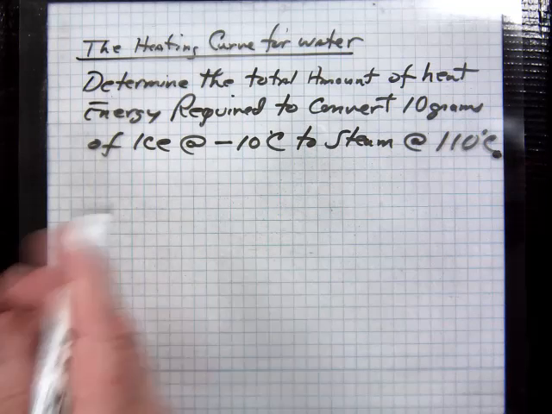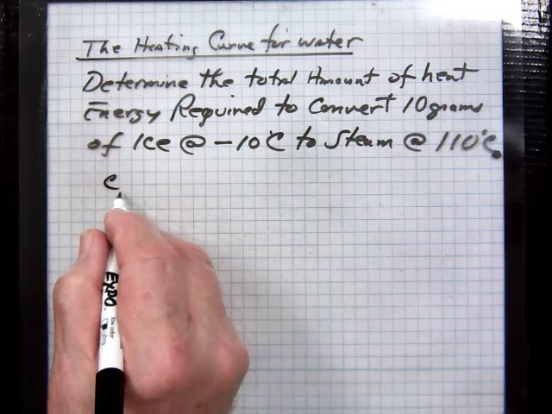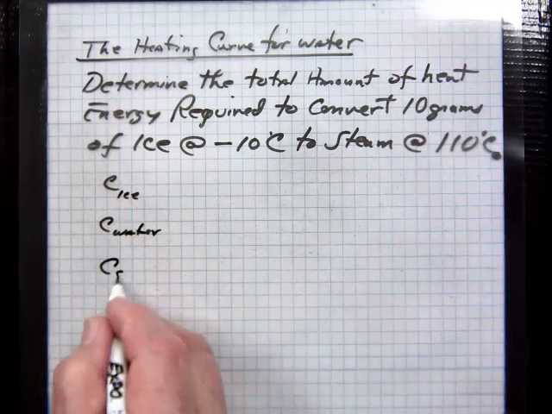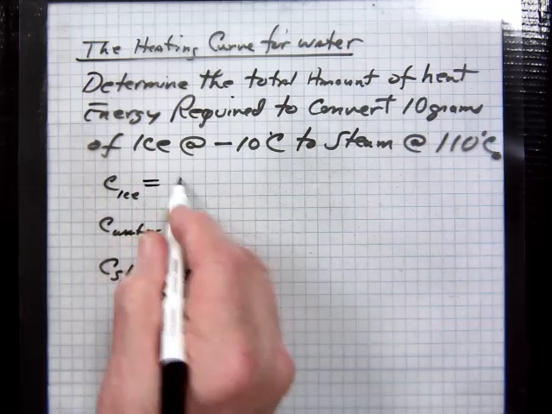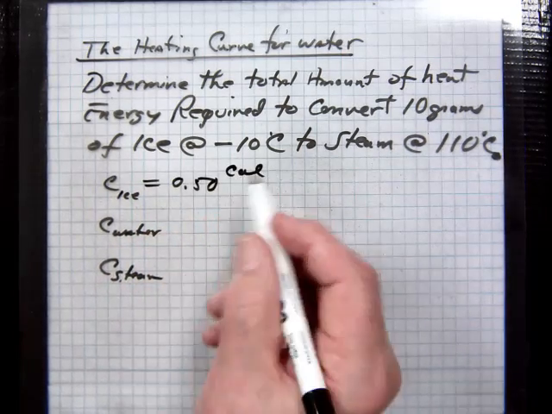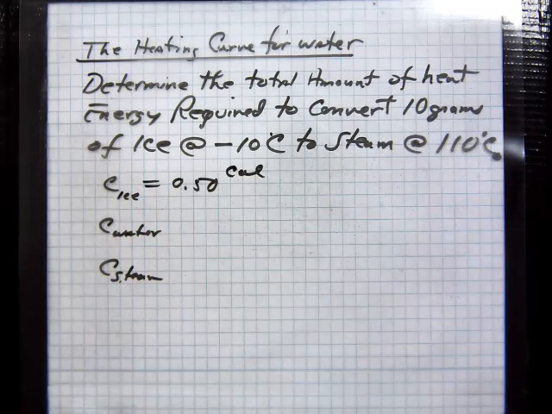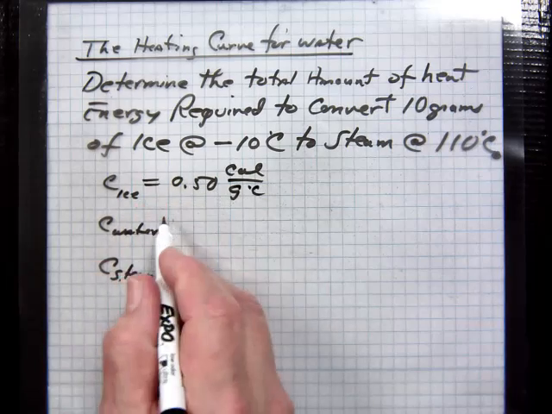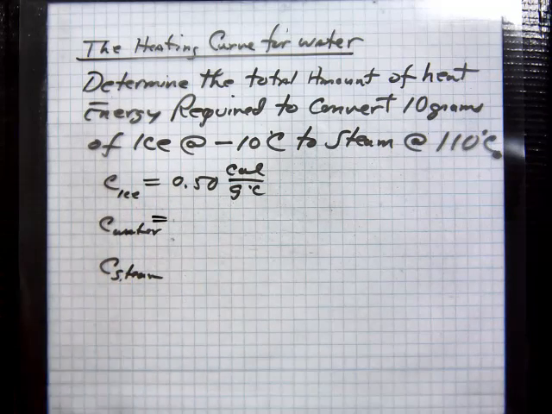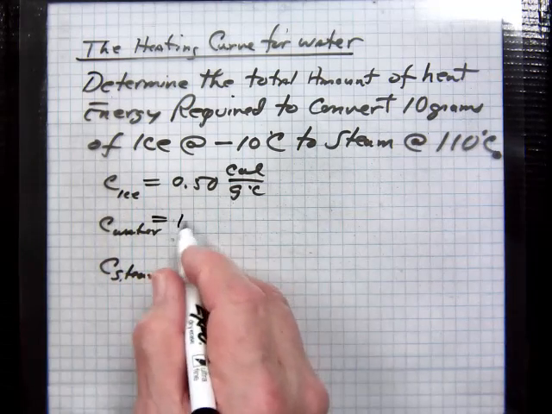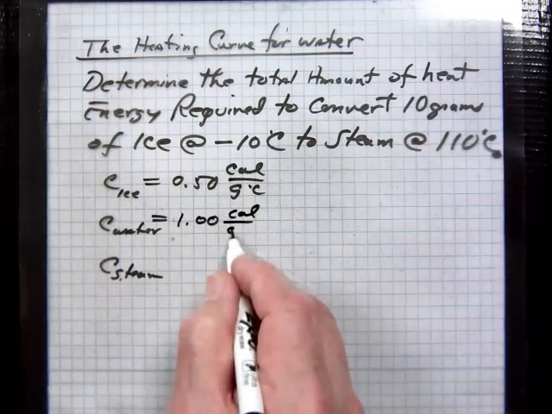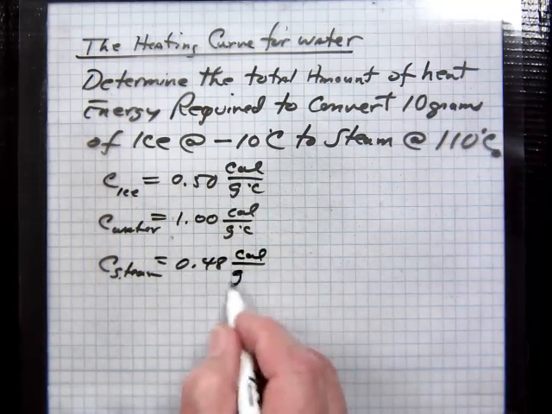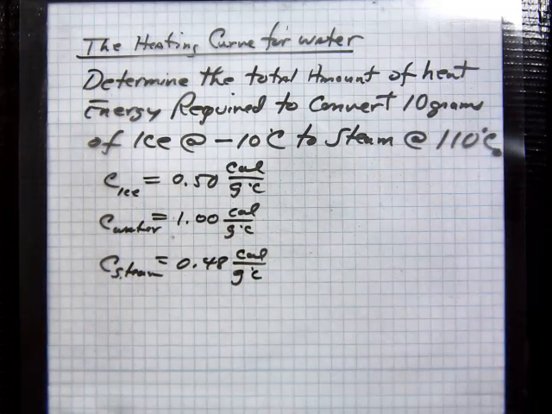The constants you will need are the specific heats of ice, water, and steam. We're going to work in calories, and you can convert to joules by multiplying by 4.184 if you wish. Water's specific heat is 1, as you remember from when we defined the joule and the calorie. That's 1.00 calorie per gram degree C, and steam is 0.48 calorie per gram degree C. So you'll need those three specific heats.